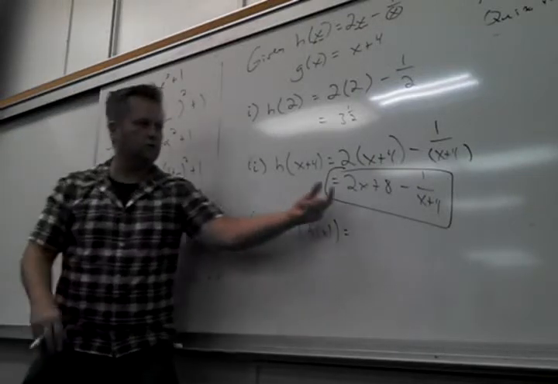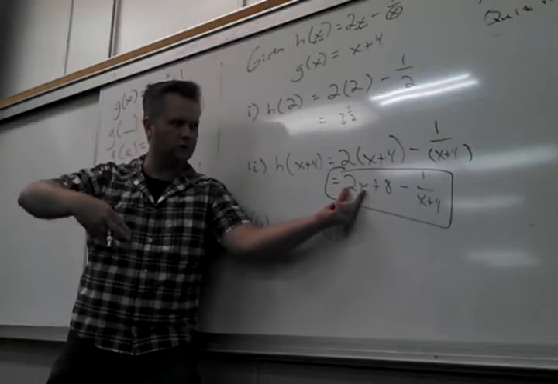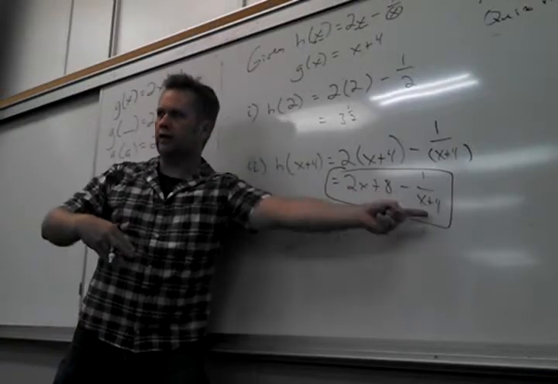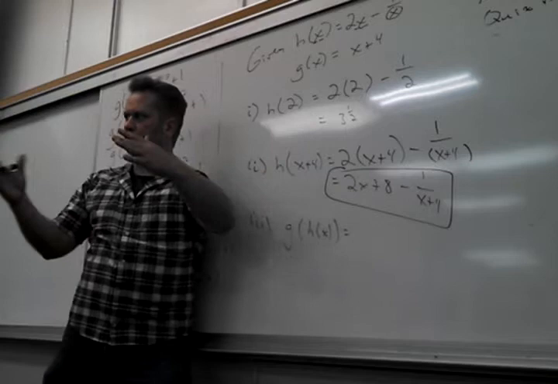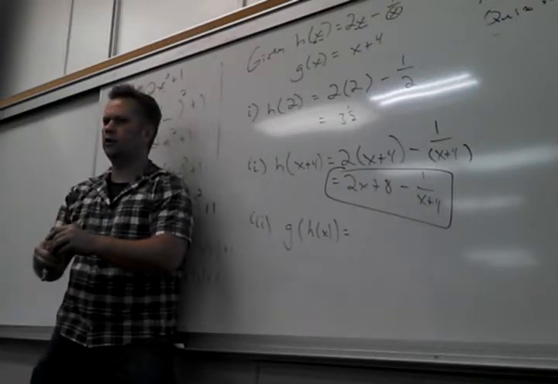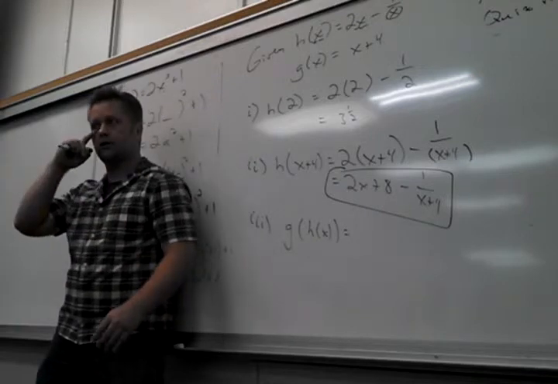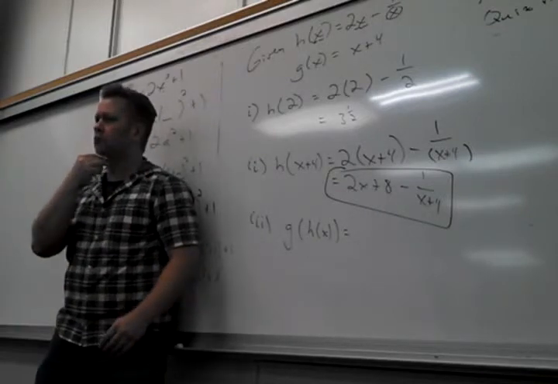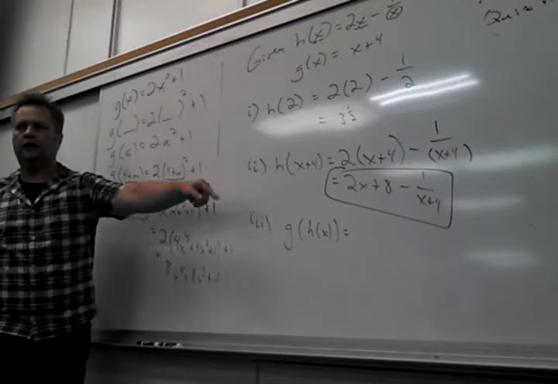If you wanted to, you could multiply top and bottom of this by x plus 4, get LCD if you wanted to. So you're just changing the form, but why? Why would you do that? There's no need. It's not an equation. Practice. I love it. Practice is always good. But there's no need for it here.